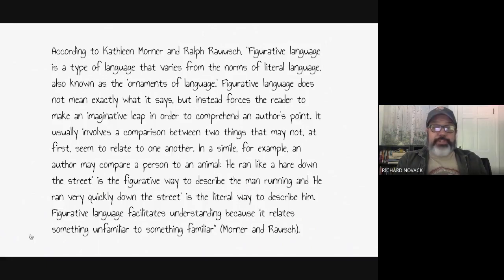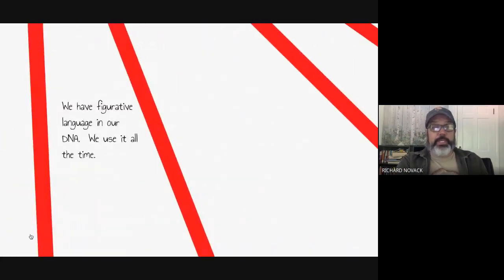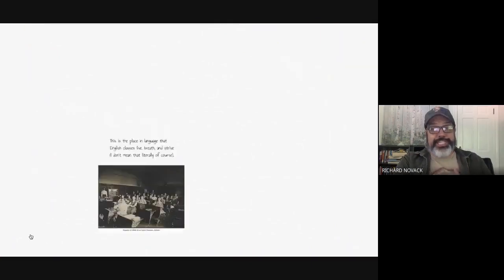It usually involves a comparison between two things that may not, at first, seem to relate to one another. In a simile, for example, an author may compare a person to an animal. He ran like a hare down the street. And that's a figurative way to describe the man running. And he ran very quickly down the street is the literal way to describe him. Figurative language facilitates understanding because it relates something unfamiliar to something that is familiar. We have figurative language in our DNA.